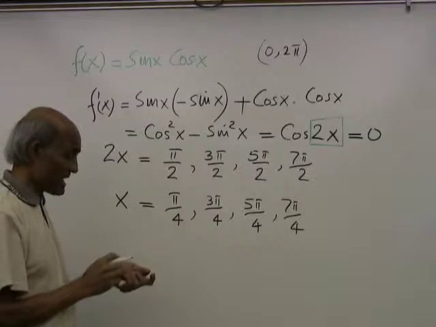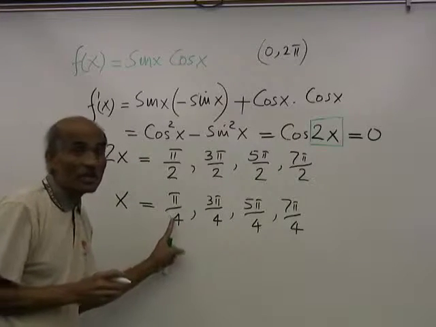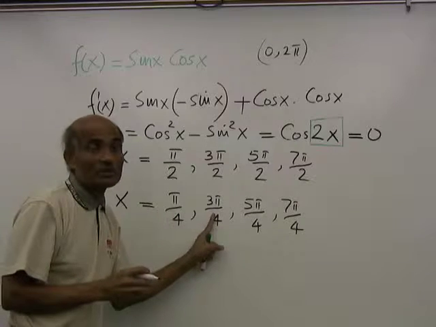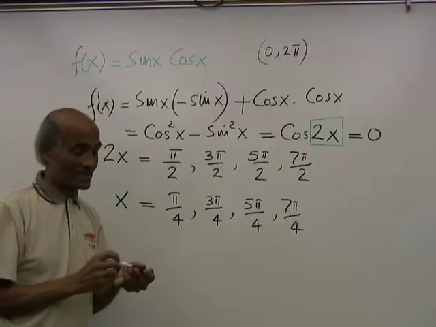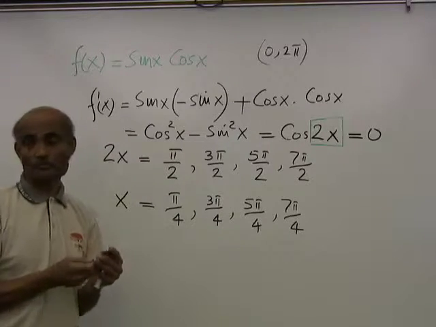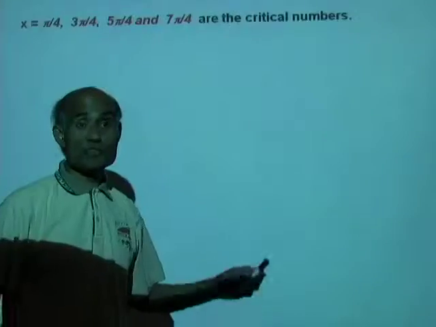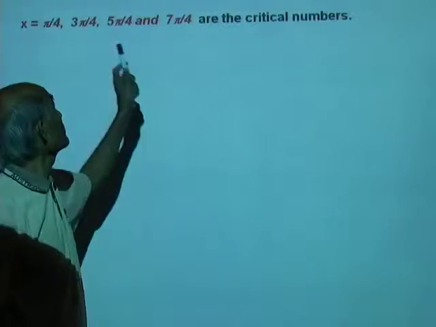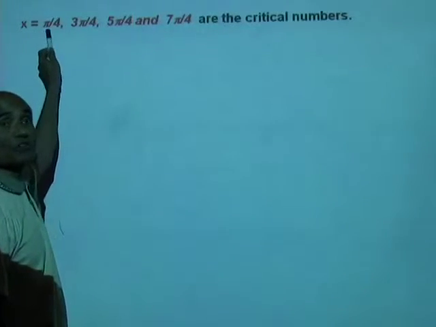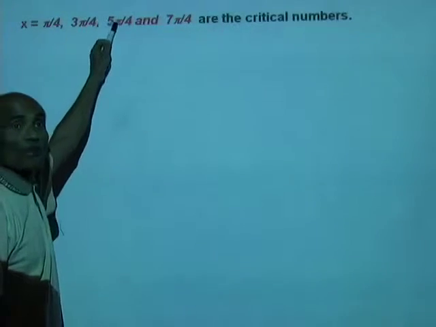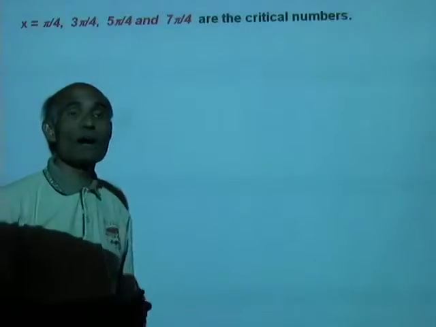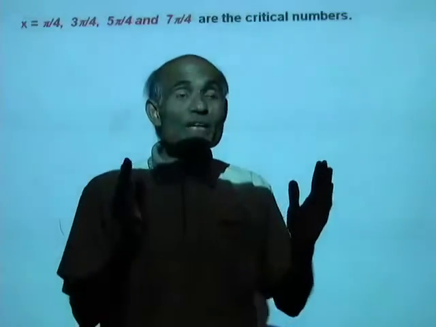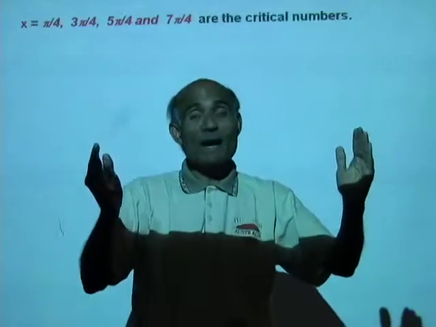So you got now the critical numbers, x equal to pi by 4, 3 pi by 4, 5 pi by 4, and 7 pi by 4. Okay, so now x equal to pi by 4, 3 pi by 4, 5 pi by 4, and 7 pi by 4 are the critical numbers on the interval from 0 to 2 pi.